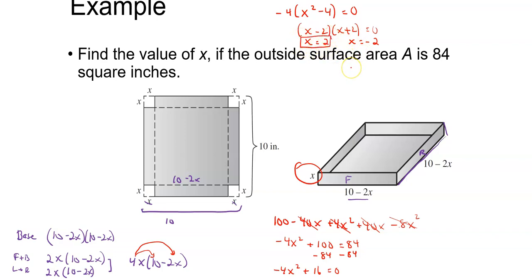Now, if I'm a little wary after getting to the end of this problem and going, did I get the right answer? Let's throw some numbers in. 10 minus 2x. Well, what if x is 2? Then I get 10 minus 2 times 2, which is 4. 10 minus 4 is 6. So if that's 6, that's 6. And then the height of my box is 2. So the front side is 6 times 2, which is 12. The back is 12, the left is 12, the right is 12.